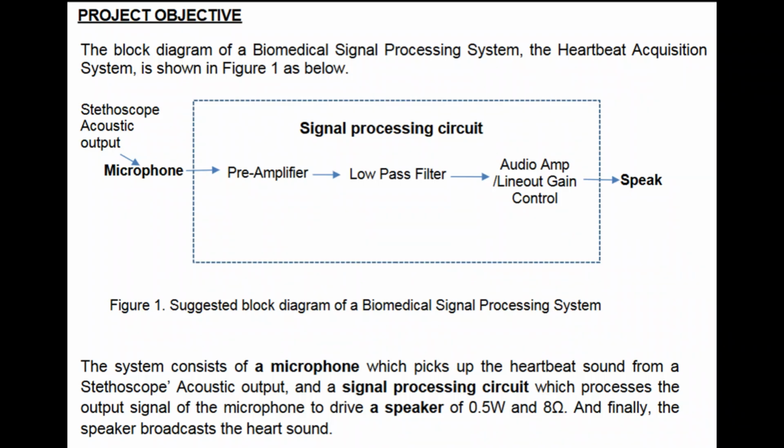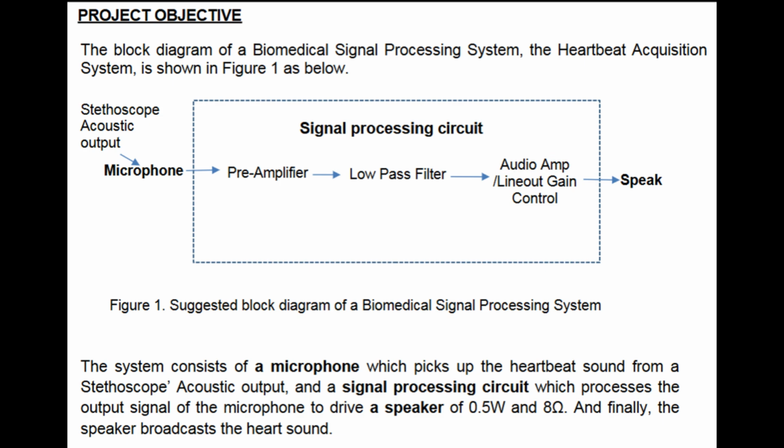This is designed to amplify and clean the heartbeat signals that are captured from a stethoscope's acoustic output. The system picks up the sound via a microphone, then processes the signal through multiple amplifiers and filter stages. Then, it drives a speaker with an output power of 0.5 watt and 8 ohms to broadcast the heartbeat sound.